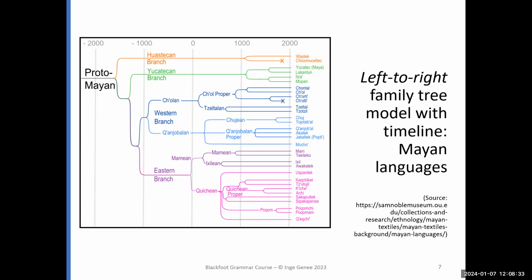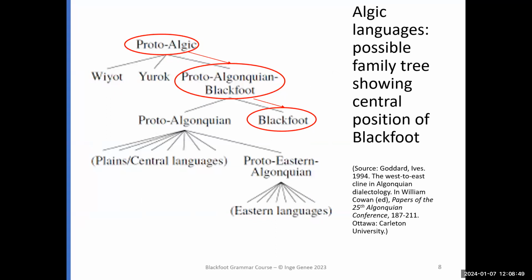You can see that Proto-Mayan is thought to have existed 4,000 years ago, in around 2000 BCE, and that the Huastecan branch split off first, sometime around 1500 BCE. So the Algic languages can also be represented as a tree. In this top-down image, you see Proto-Algic at the top.